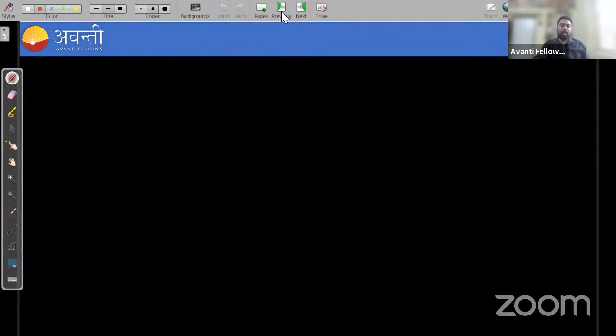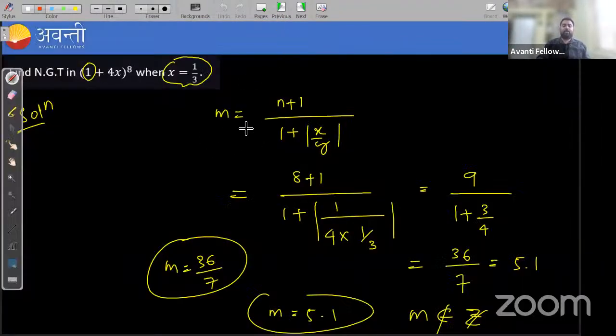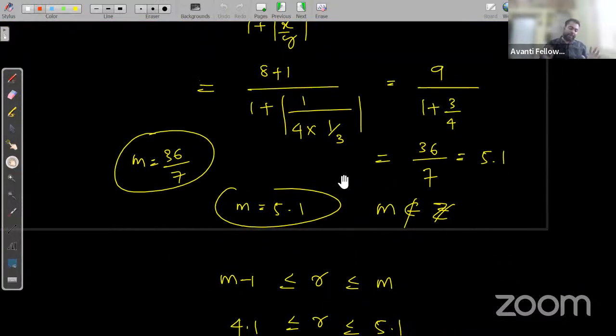Okay, and the previous question is clear. First find out m. After finding m, if you are getting m as an integer, you will get 2 numerically greatest terms. If you are getting m is not an integer, you will be getting 1 numerically greatest term.